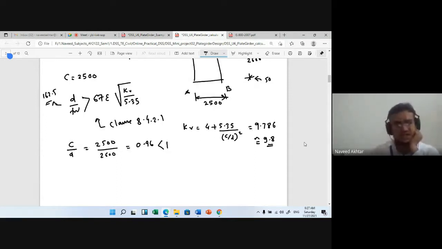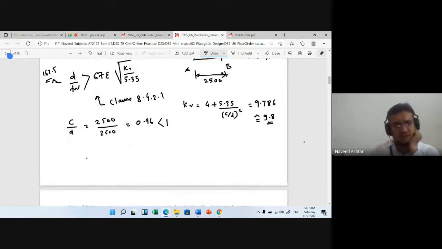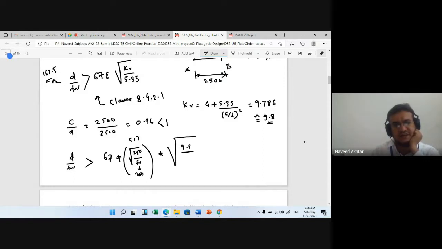So on this side, D by TW ratio is 67 into epsilon, which is under root of 250 upon fy, fy is 250, so 250 upon 250 is 1, into under root of kV upon 5.35, that is 9.8 divided by 5.35. You solve this: under root of 9.8 divided by 5.35, into 67, so it is coming 90.679.